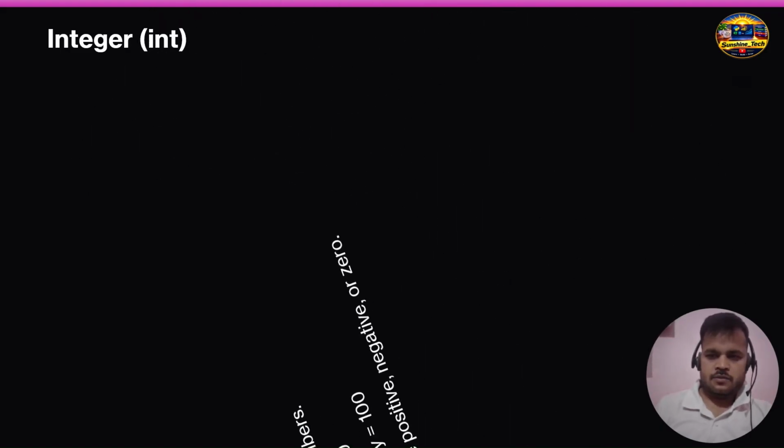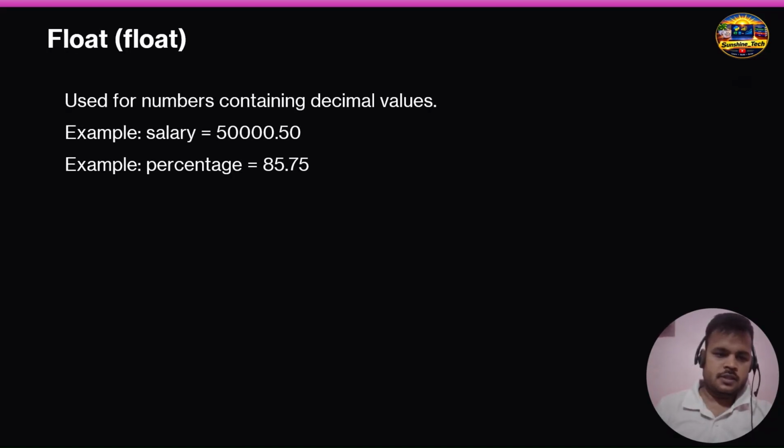Next we have the floating point. A floating point is a number containing decimal values like 550,000.50 and a percentage like 85.75. So that is the floating point.